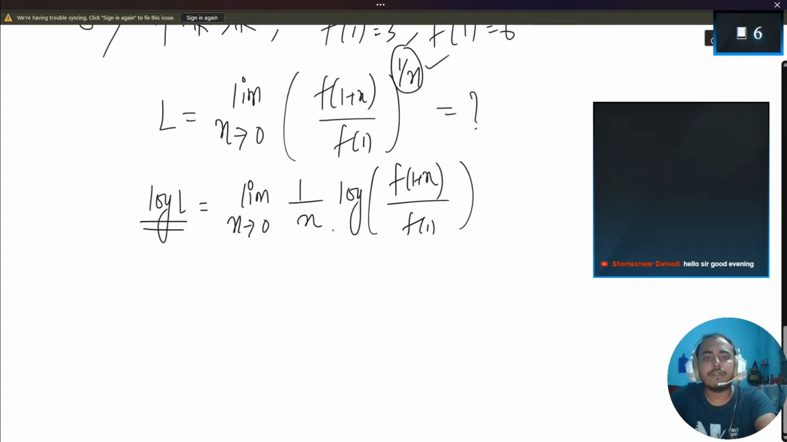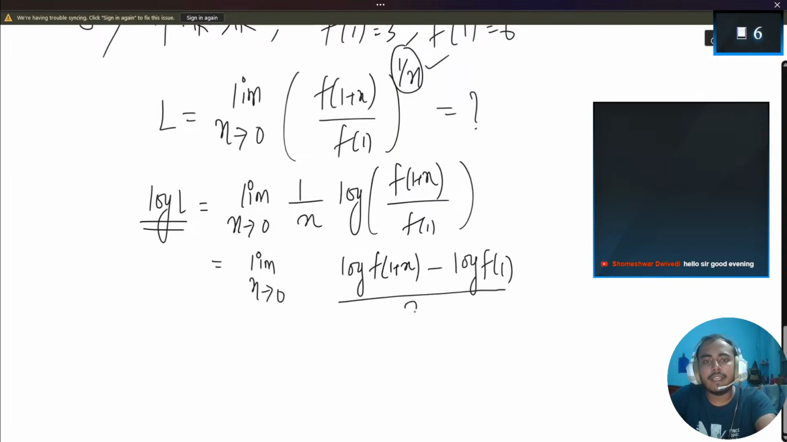So limit x tends to 0, 1 upon x, log of f of 1 plus x by f of 1. If you were to do it further, you can write limit x tends to 0. Now use the property of logarithms, which is log of a by b should be log a minus log b. Therefore, this should be log of f of 1 plus x minus log of f of 1, divided by x. Okay. So this is your limit basically.